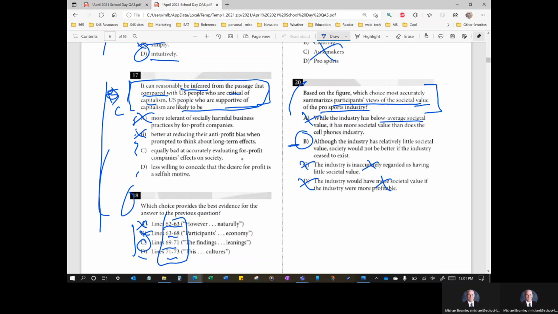Equally bad at accurately evaluating for-profit companies' effects on society. So whether you're for or against capitalism, yes, you're equally bad at it. So C definitely answers that. We get rid of D because C definitely answers it, but less willing to concede, no, it doesn't say anything about that. So there we go.